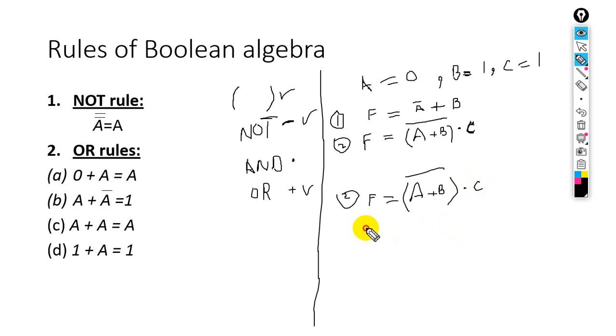Okay, so now let me put the values in this. What is the value of A? The value of A is 0, or the value of B is 1. So (0 OR 1) whole bar dot, and the value of C is just 1. So now first of all, you need to solve the bracket. Inside the bracket, what we have is 0 OR 1. So we should solve this first inside the bracket.